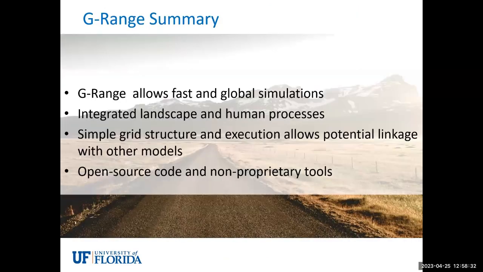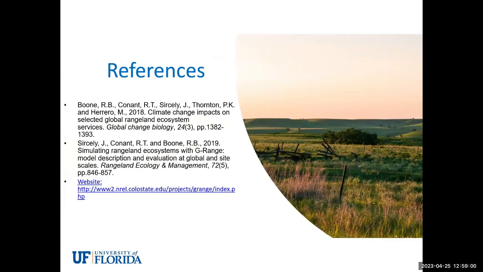Quite exciting. So summarizing, G-Range allows fast and global simulations. It's an integrated landscape and human process model. It has a simple grid structure, but its execution allows potential linkage with other models, like we're going to talk about with DECUMA. And it is fully open source, and it has non-proprietary tools. So you can get started on this right away. Now we're just building a community so that you won't be working alone.